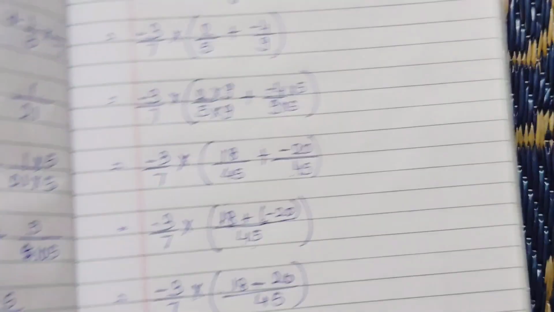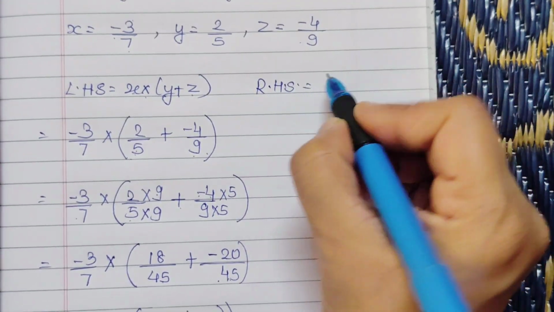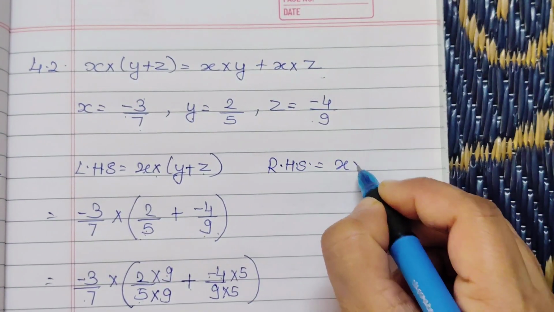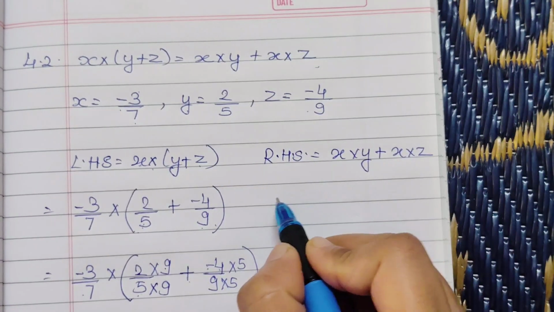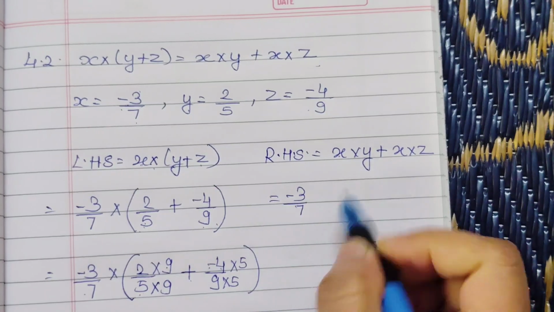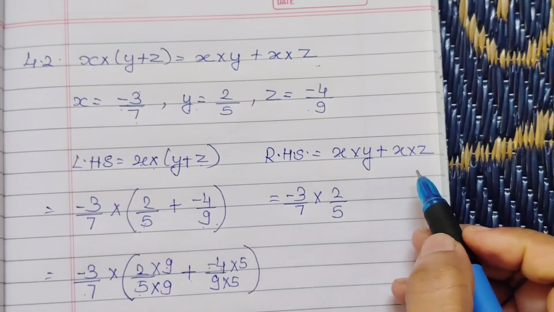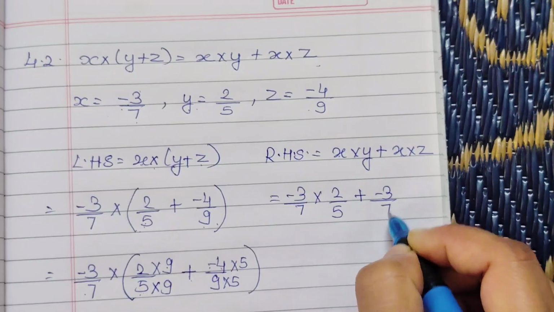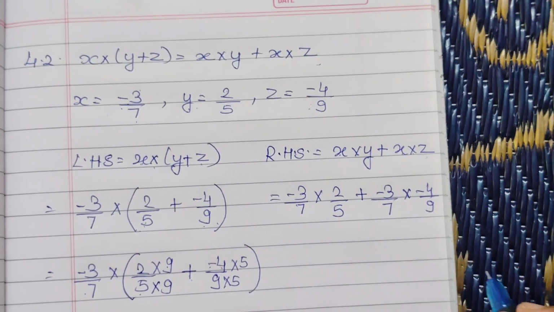So now we will do the right hand side. RHS. So what is there in the right hand side? This. Okay. X multiplied by y plus x multiplied by z. So now we will put the value of x. What is that? Minus 3 upon 7. Then we have multiply. Then value of y, 2 upon 5. Then we got plus over here. Then again x value, minus 3 upon 7. Then multiplication. Then z value, minus 4 upon 9. Okay.